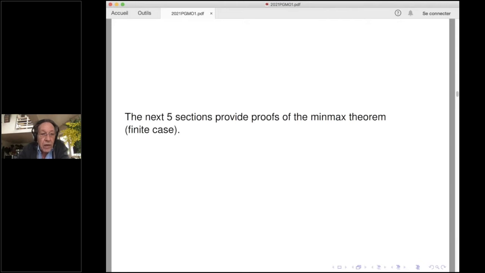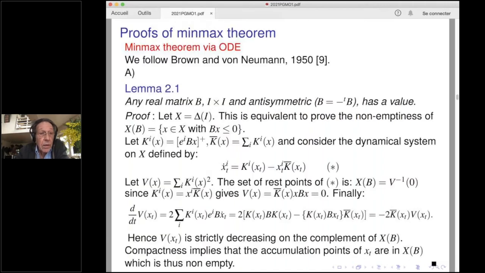Okay, so the next 5 sections will provide proofs of the min-max theorem in the finite case. Obviously, these are consequences of Sion's theorem, but remember that Sion's proof was not constructive. This will be more or less constructive. So the first proof of the minimax theorem uses an ordinary differential equation, and it was provided by Brown and von Neumann in the 50s.